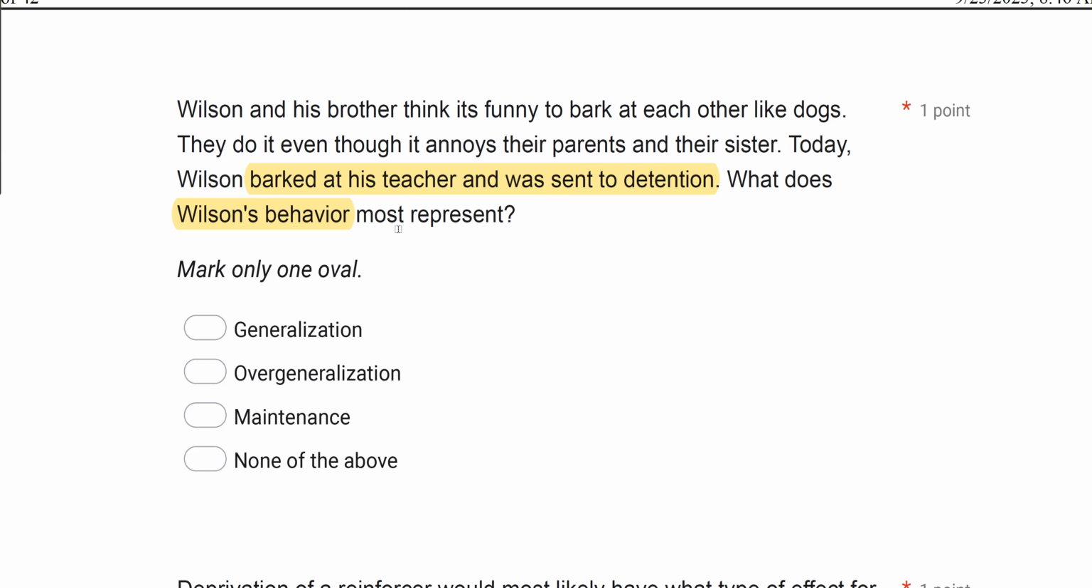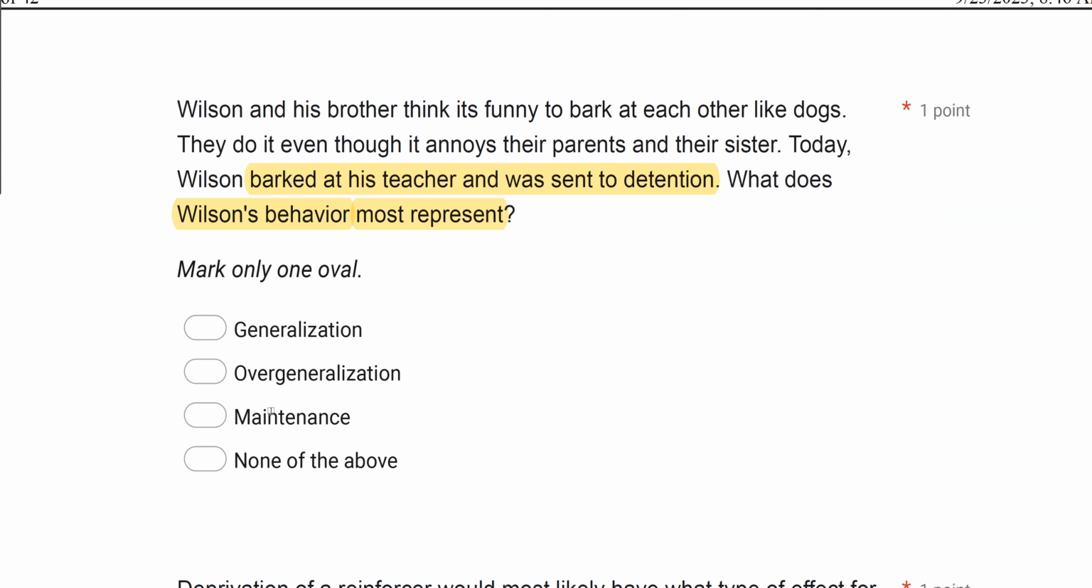However, we're looking for the best answer. Most represent. So never just read one answer choice. Read every single answer choice because you might have a better answer further along. If we look at B, overgeneralization, that's a better answer than just generalization. Not only has the barking generalized, it's overgeneralized. Overgeneralization occurs when the behavior happens too often or at the wrong time. In this case, Wilson should not be barking at his teacher under any circumstances. His behavior has generalized, or I should say, overgeneralized to school. That's a problem.